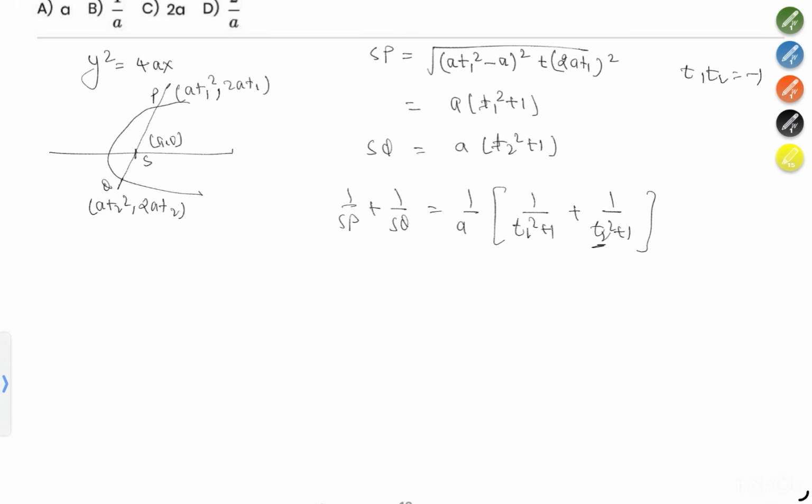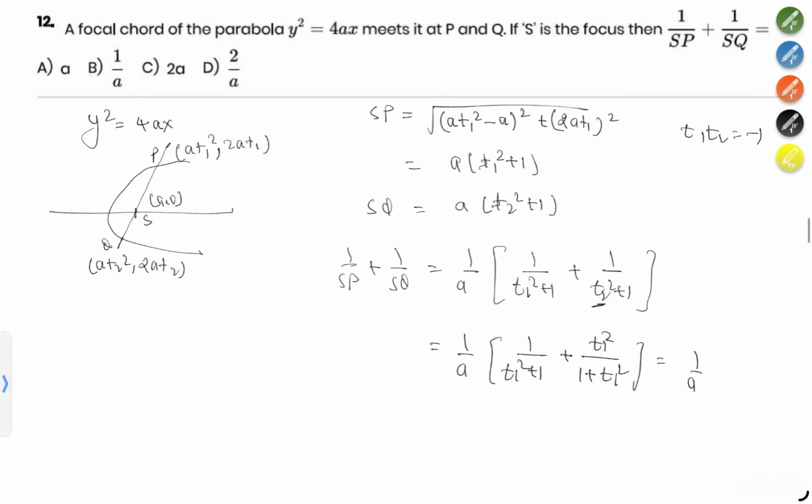So just replace the value of t2 as minus 1 by t1. So we will get 1 by a, 1 by t1 square plus 1 plus t1 square divided by 1 plus t1 square, which is equal to 1 by a. Therefore, B is the correct answer that we will have regarding question number 12.